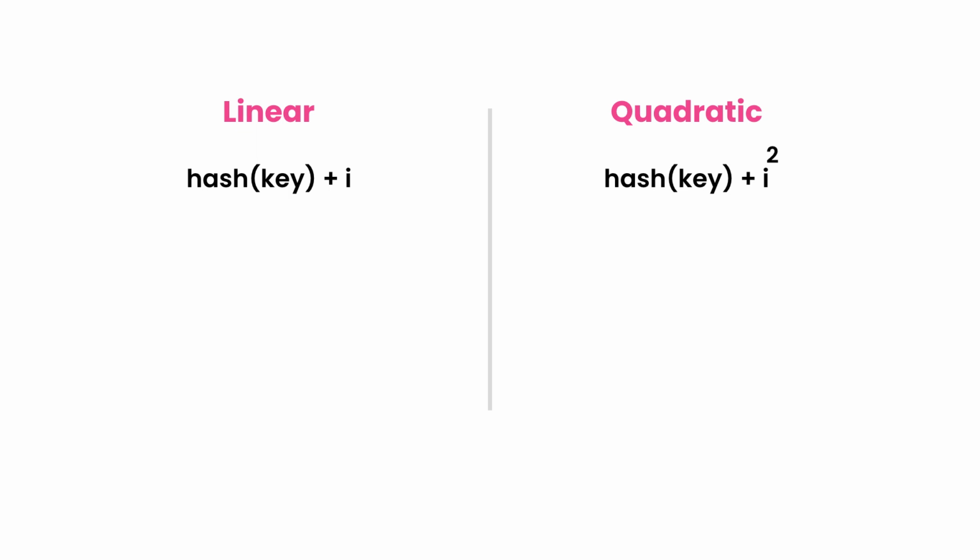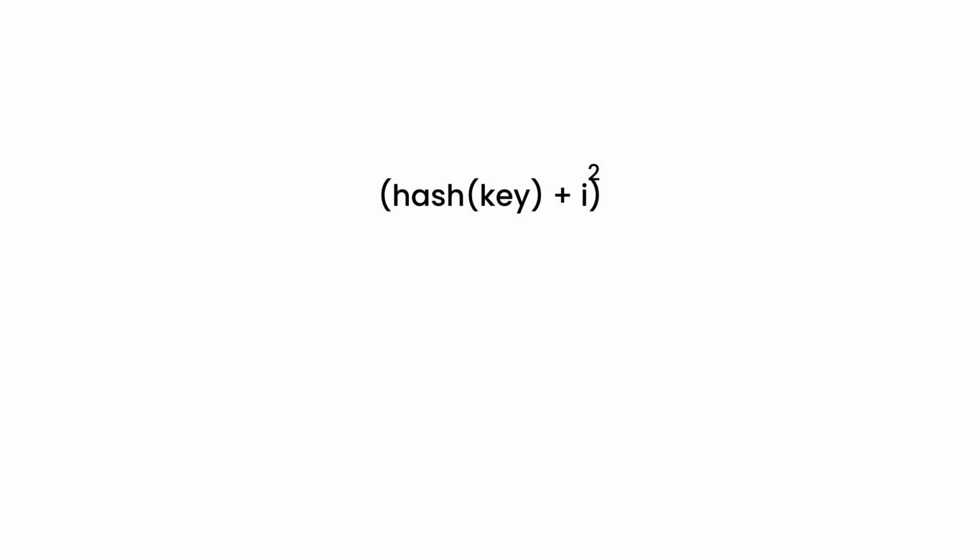Well, with linear probing, we increment i by 1 in each step, so new key value pairs get stored next to each other and form a cluster. But if we raise i to the power of 2, our key value pairs are going to get spread out more widely.